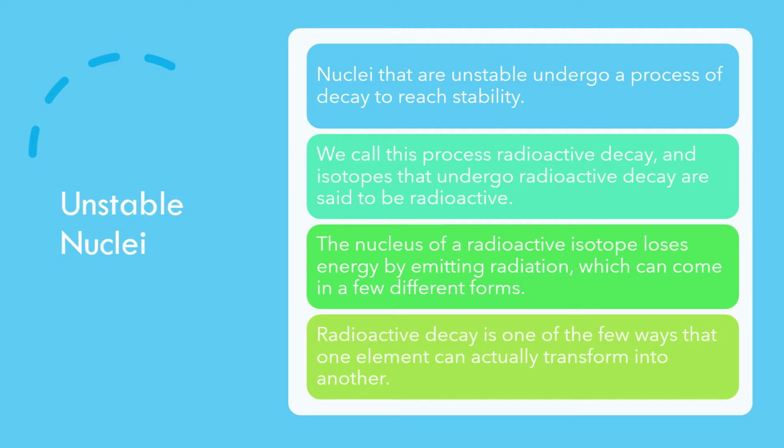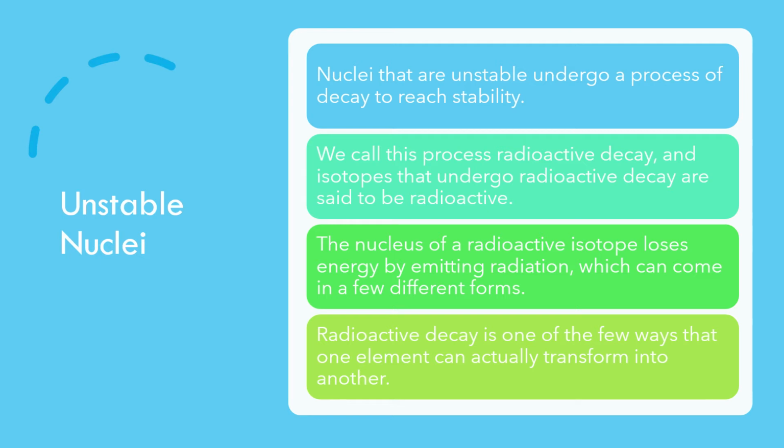When a nucleus is unstable, it releases energy and particles in order to reach a more stable state. This is referred to as radioactive decay. Elements that are prone to radioactive decay are often referred to as radioactive elements or radioisotopes. The nuclei of radioisotopes lose energy by emitting radiation, which comes in three major forms: alpha radiation, beta radiation, and gamma radiation.